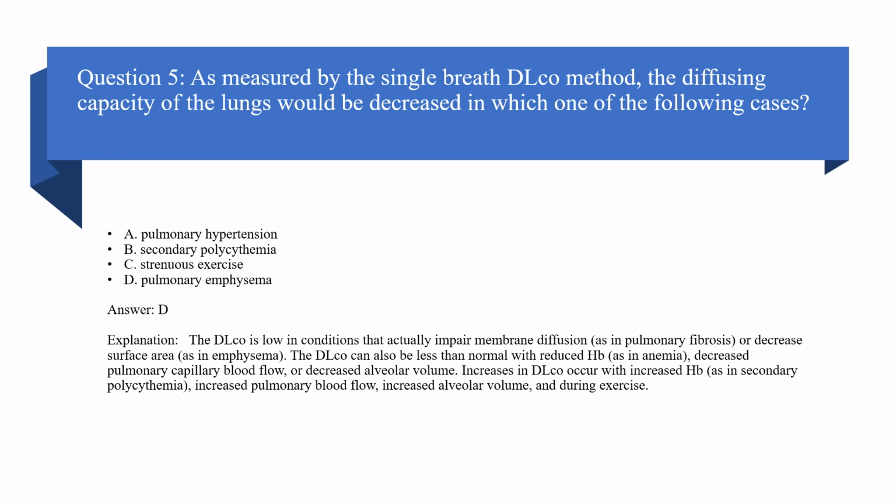Increases in DLCO occur with increased hemoglobin, as in secondary polycythemia, which is one of the choices in this case, increased pulmonary blood flow, increased alveolar volume, or during exercise. So you can see that in a couple of the cases, certainly B and C, they're in the wrong direction, in that they could actually enhance or increase the diffusing capacity, whereas in emphysema, it would be markedly decreased.